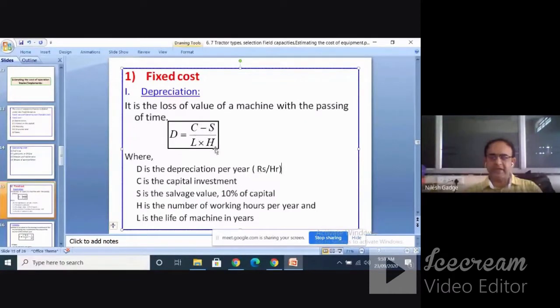What is C? C is the capital investment, or you can say initial value.